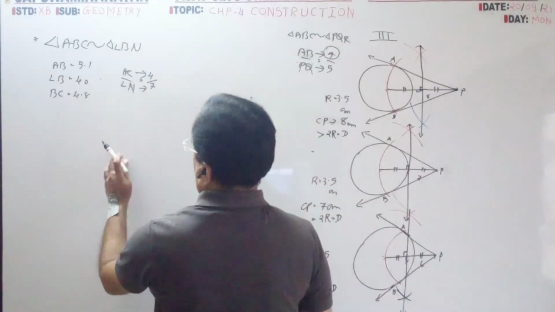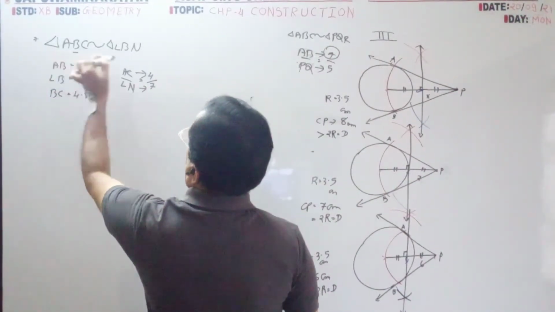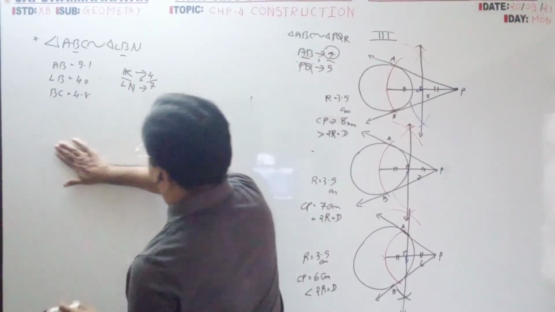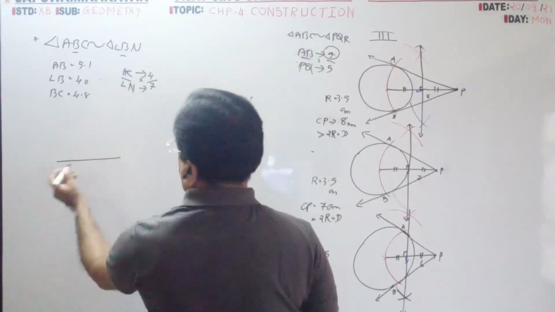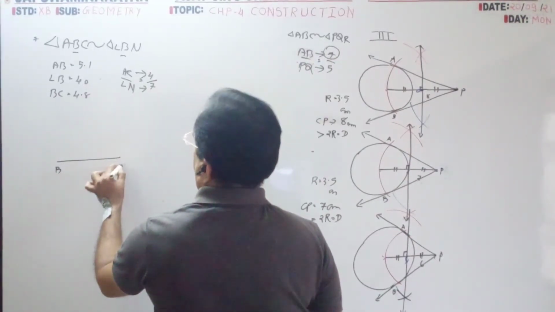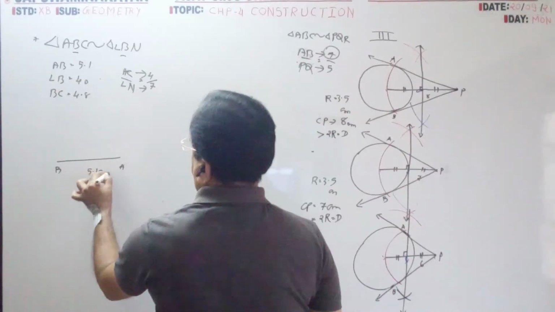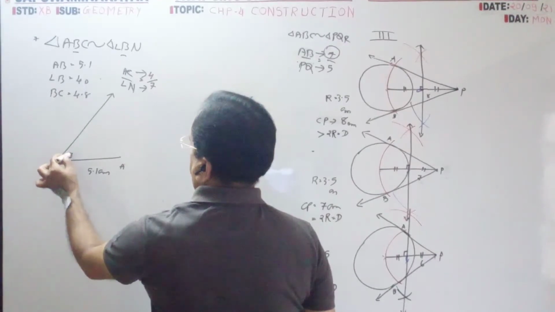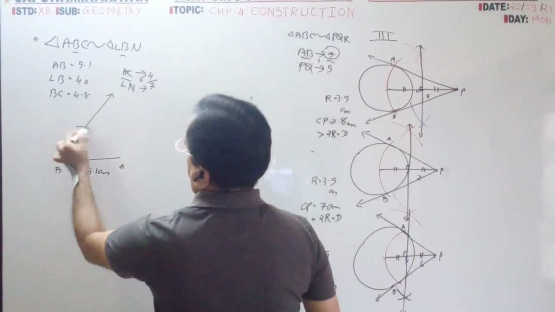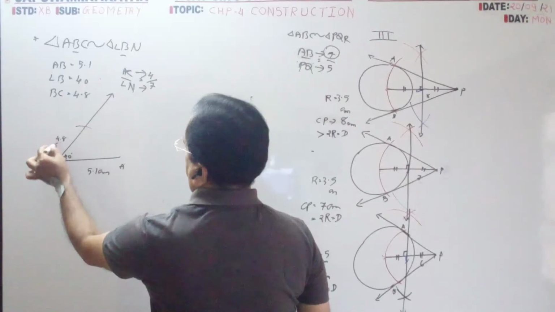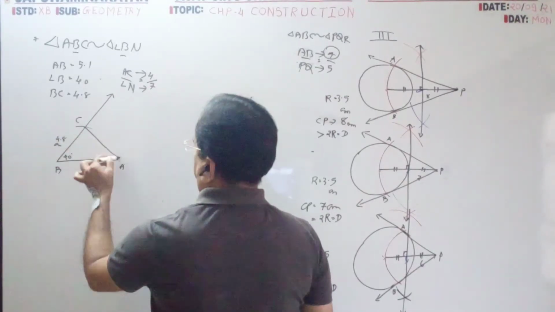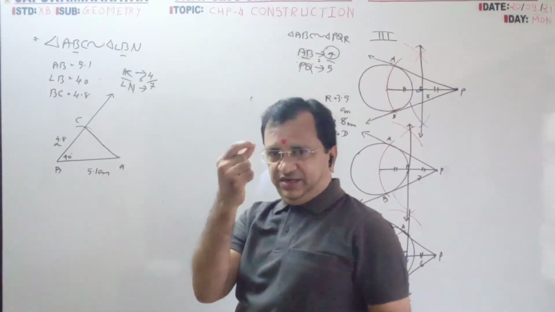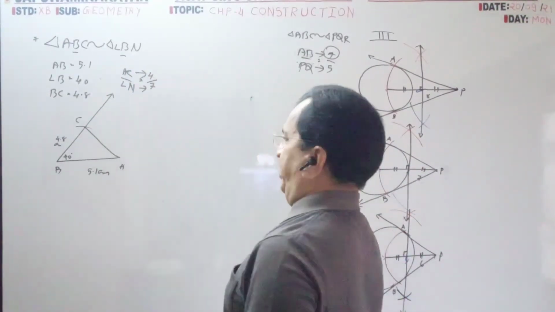So first you will take B, which is common, so B is always this side. BA is 5.1 centimeters. Now from B, 40 degrees. From B to C, 4.8. Now join this. This is your first triangle. With the help of that, one vertex, one point is common.